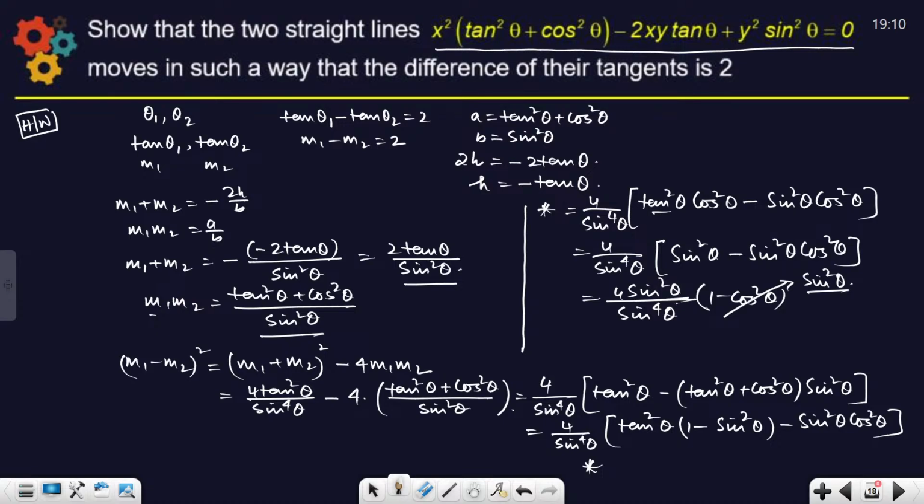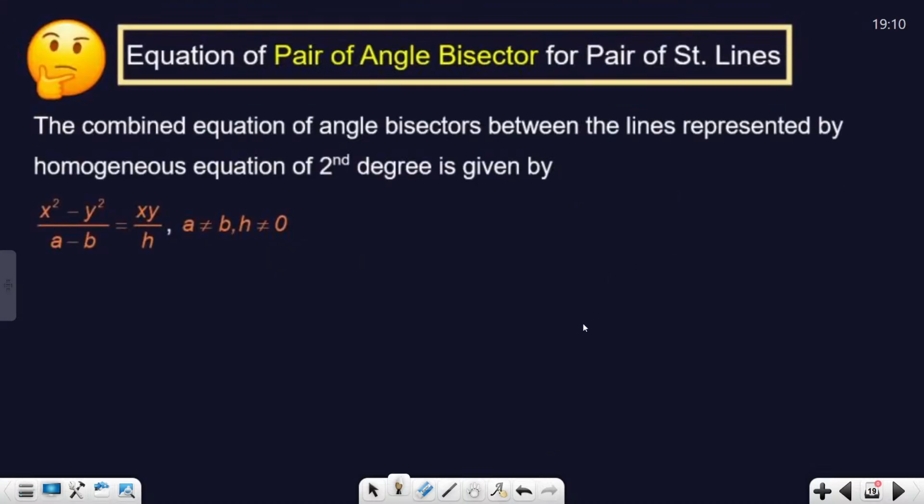So this sin square theta is sin to the power 4 theta, which actually goes off with the denominator. So we are left with only 4. So from here, what we will say, modulus of m1 minus m2 is nothing but 2. Hence proved. So this sum is more on trigonometry than your coordinate geometry. Isn't it so? I hope it is clear to all of you. Right. Let us move to the next concept.